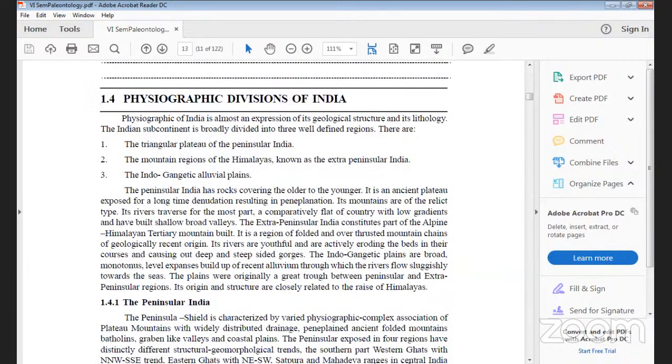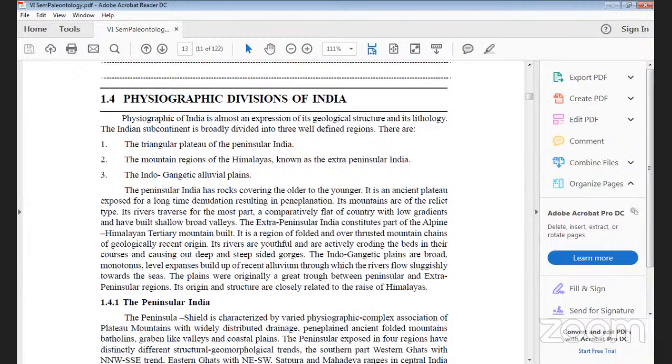Coming to the physiographic divisions of India. Physiography is an expression of the total geological structure and lithology. The Indian subcontinent is broadly divided into three well-defined regions. One, the triangular plateau of peninsular India. Second, extra-peninsular India, including the mountain regions. And third, the plain area of the Indo-Gangetic alluvial plains.